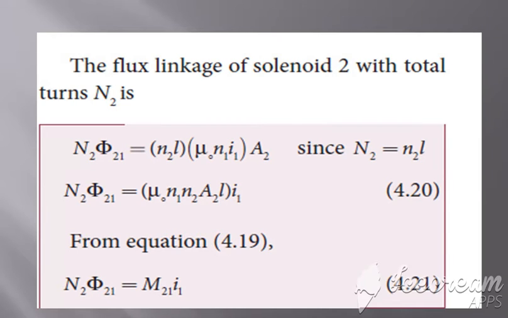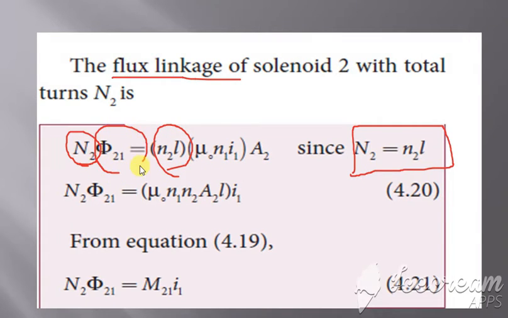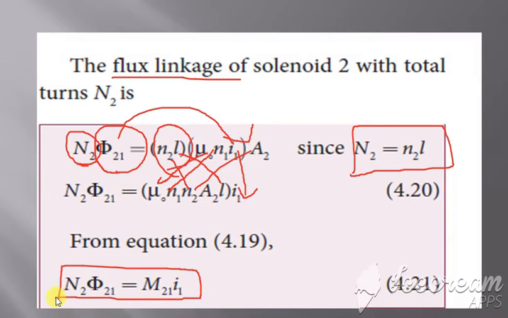For finding that, just write the value of total flux, or the flux linkage, which is given by N2 into phi 21. What is the value of N2? N2 is given by small n2 into L. So we are writing that value here, and also phi 21, which is mu naught n1 I1 into A2. Multiplying this, we get mu naught n1 n2 A2 into L into I1. Now this is the equation which we know already from mutual induction: N2 into phi 21 is equal to M21 into I1.